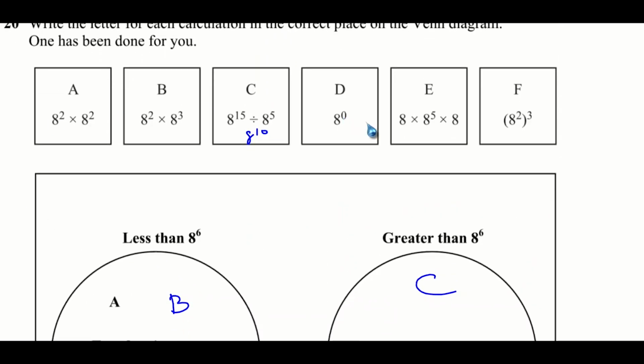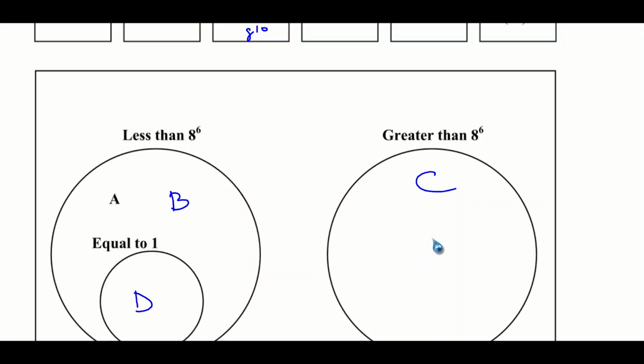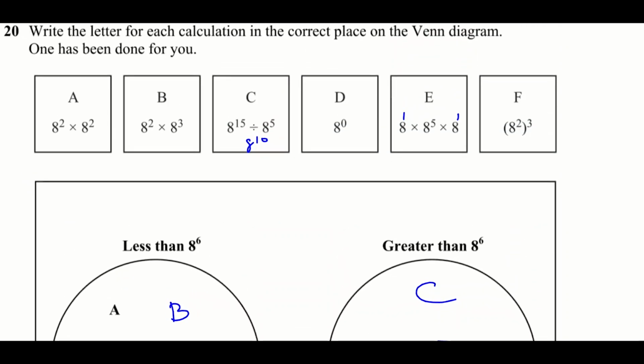Then this 8 to the power of 1 is the same as 8. So 8 is the same as 8 to the power of 1. So this will be 8 to the power of 1 plus 5 plus 1. That will be 8 to the power of 7, which is greater than 8 to the power of 6. So we can actually write E here. I think let's recheck that again. E, okay, that is correct.